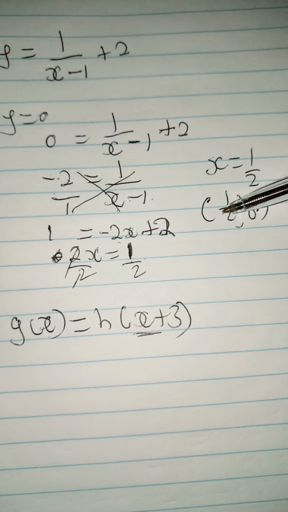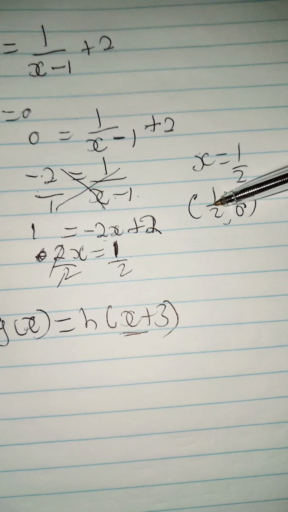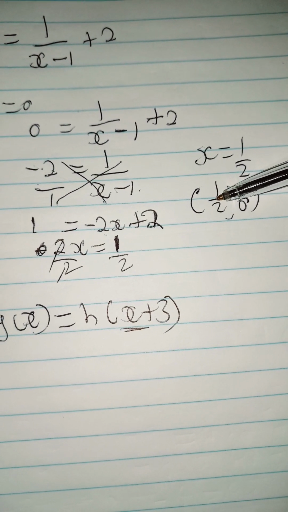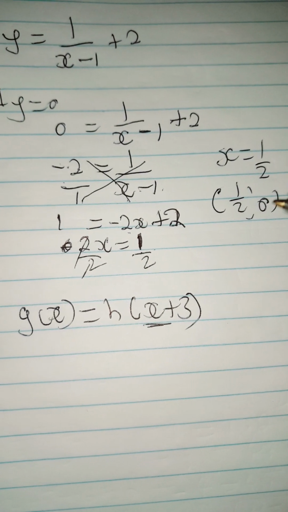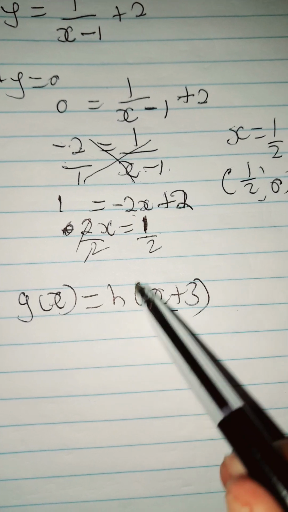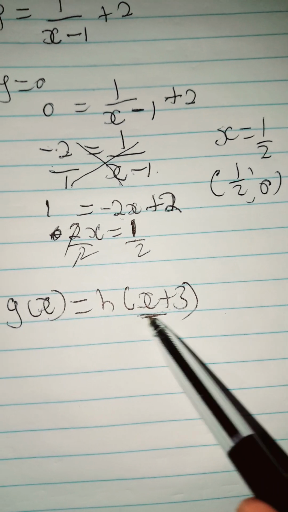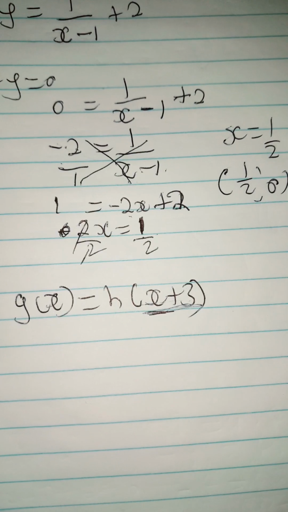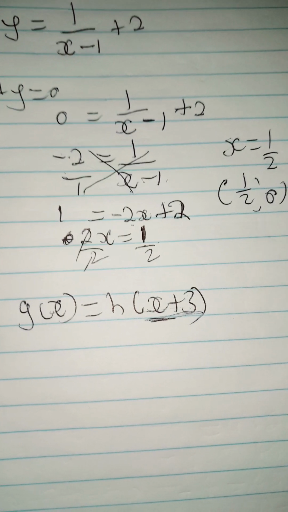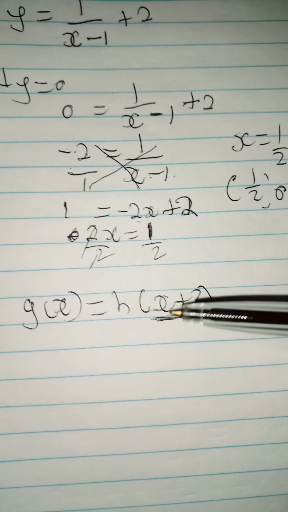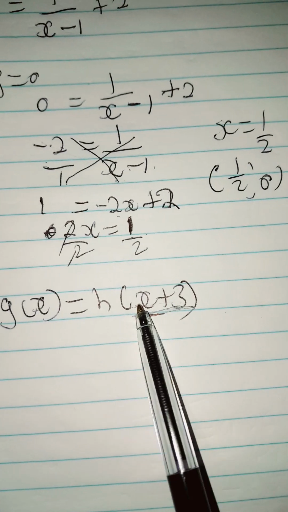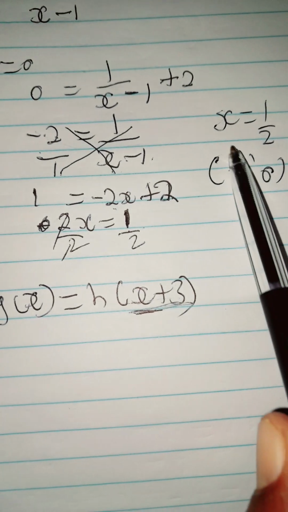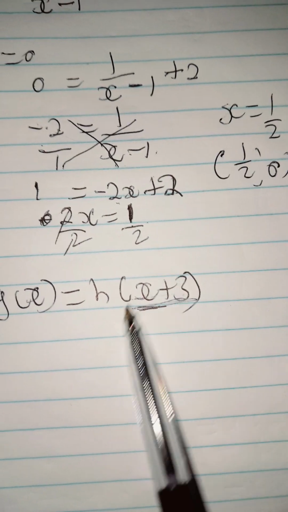So when they're saying this graph now is given as g of x, which is equal to h of x plus 3, this x plus 3 is a shift, guys. It's a horizontal shift, or a horizontal translation, meaning that this graph has shifted 3 units to the left, meaning that we are going to subtract 3 from this half.